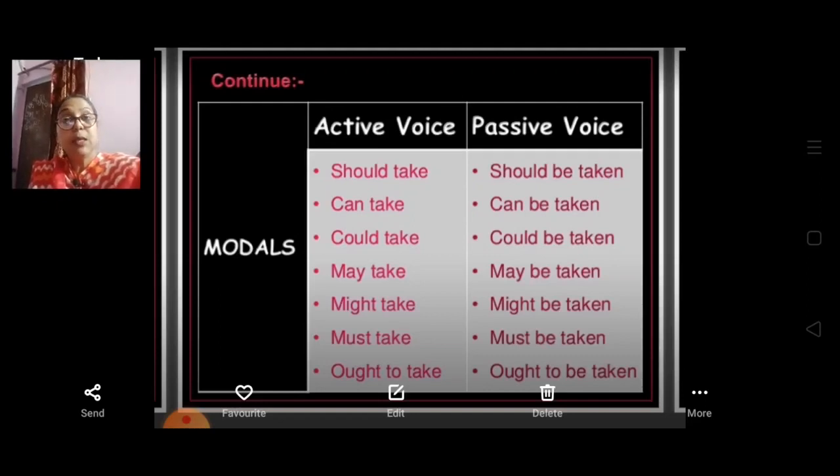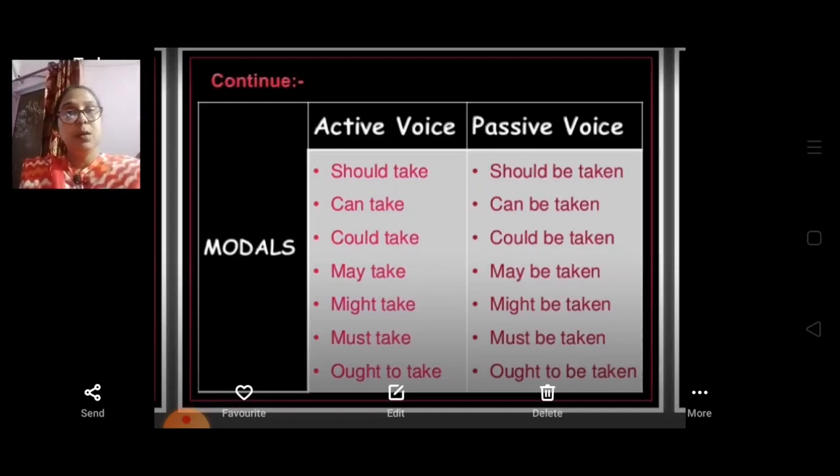So these modals you should always keep in it. They are not going to change in passive voice, but be will be there and the past participle will be there. So active to passive voice: should take becomes should be taken, can take will become can be taken, could take becomes could be taken, may take becomes may be taken, might take might be taken, must take must be taken, ought to take ought to be taken.